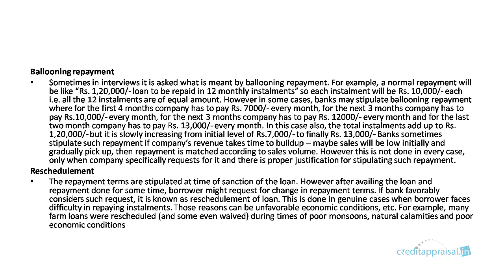The reasons usually, for companies, could be unfavorable economic conditions of the industry. The particular industry is not doing well. For example, in the agriculture sector, many farm loans were rescheduled in the past and even completely waived altogether during times of poor monsoons and natural calamities. So banks do consider reschedulement, but it is only done in some cases where there is proper justification.